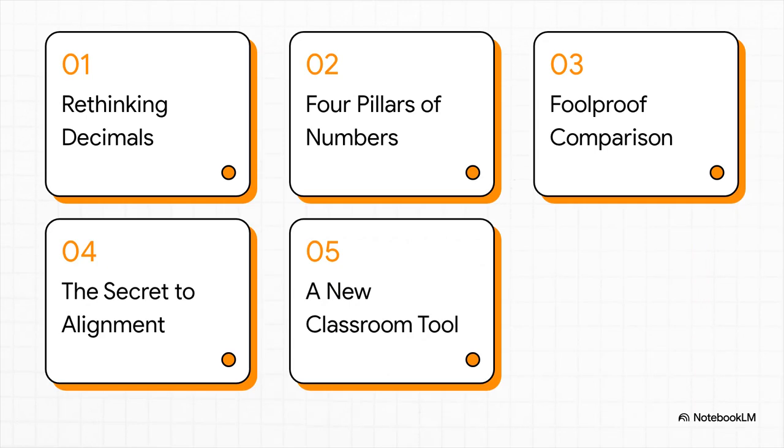So here's the game plan. First, we're going to bust a massive myth about what decimals even are. Then I'll introduce you to the 4 pillars framework. This is the powerful part. After that, we'll see how this framework gives us a totally foolproof way to compare numbers, and the real secret to getting alignment right every time. And finally, we'll wrap it all up with how you can take this tool and use it in your own classroom. Ready? Let's jump in.